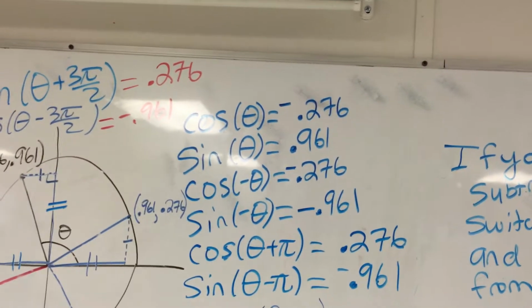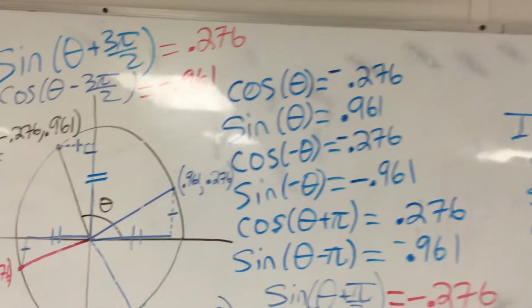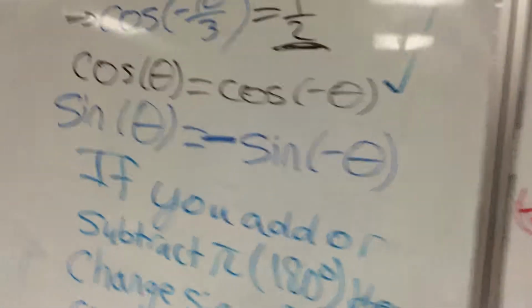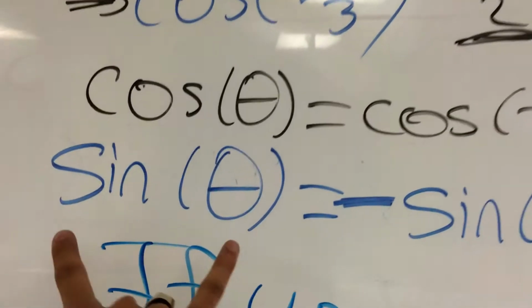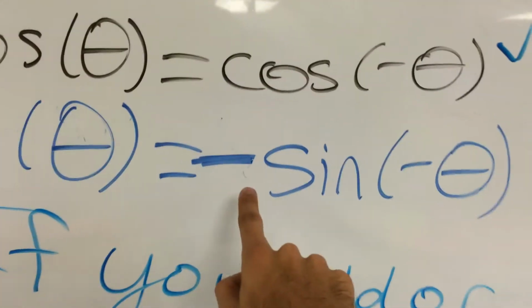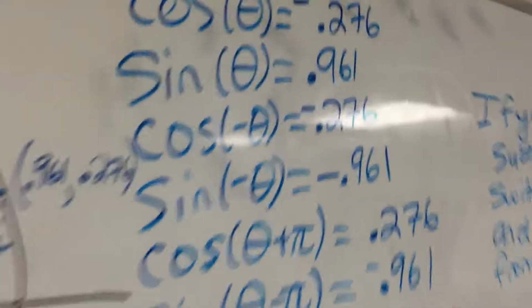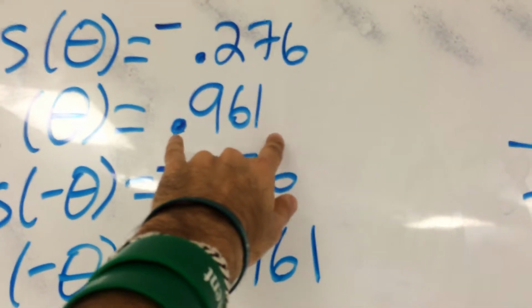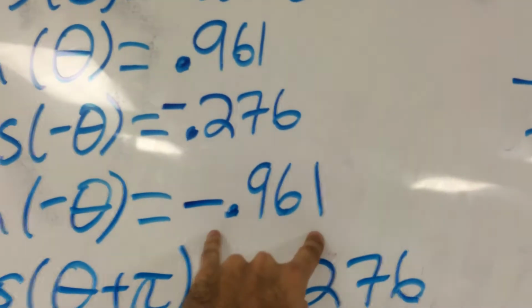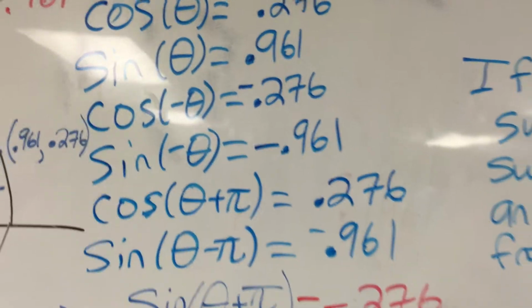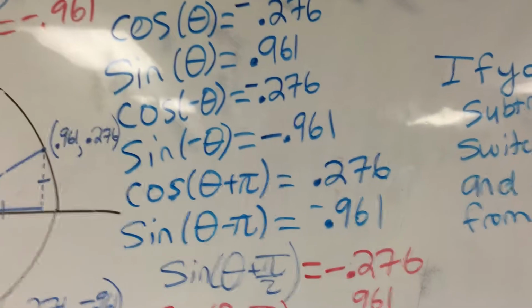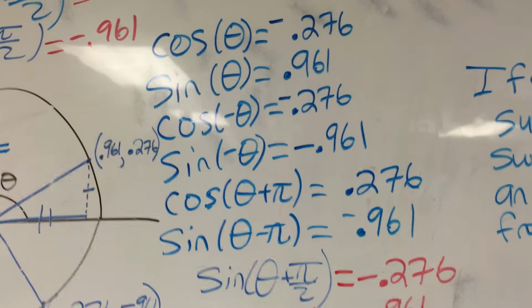They then ask us to find sine of negative theta, and we come back over here to the rule we established in the previous video. Sine theta is the opposite of sine of negative theta. So here's sine of positive theta, and it is the opposite. Sine of negative theta is the opposite, therefore negative 0.961.